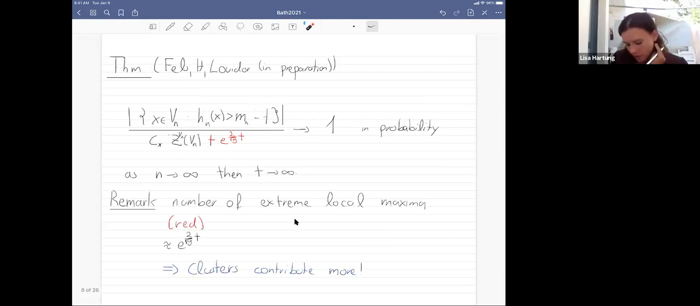And so what can we see from this? If we would only look at the number of extreme local maxima, so just at the red points, we would roughly see e to the 2 over square root g times t many, because that is somehow the second part of this Poisson point intensity I was telling you about earlier. So the fact that there's an extra term in the growth in this theorem tells us that actually the clusters, so these blue areas, contribute significantly more to this level set than just the extreme local maxima.